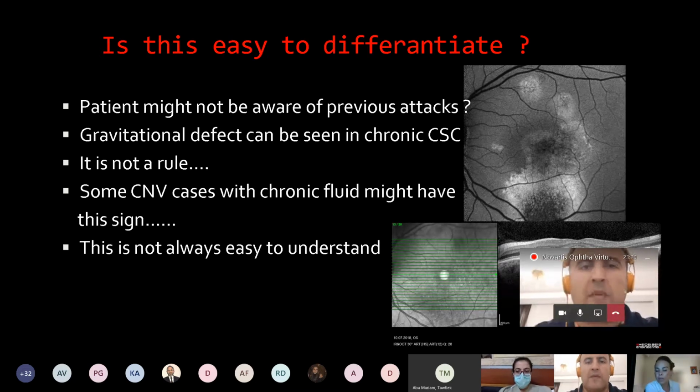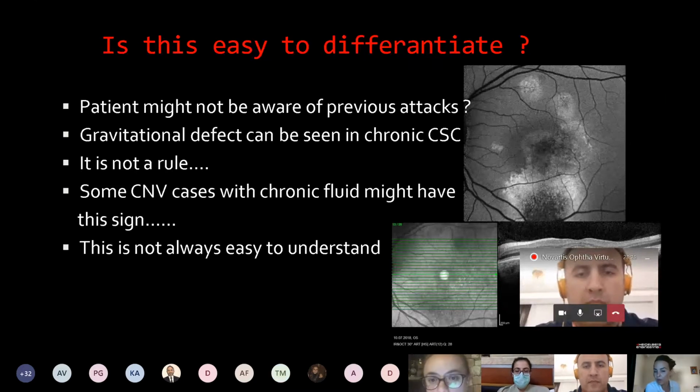Also, gravitational defect can be seen in chronic central serous. We all agree, but it is not a rule. Some people don't have these features or imaging features all the time, even if they are diagnosed with chronic central serous chorioretinopathy. And some CNV cases with chronic fluid might have this sign as well. So this is not a must for these cases.